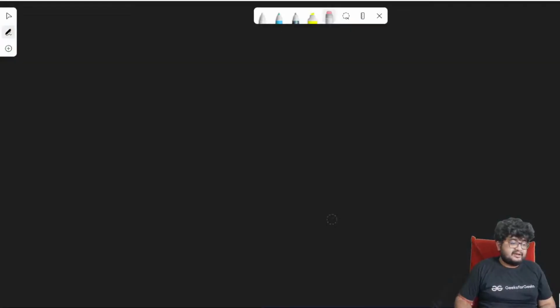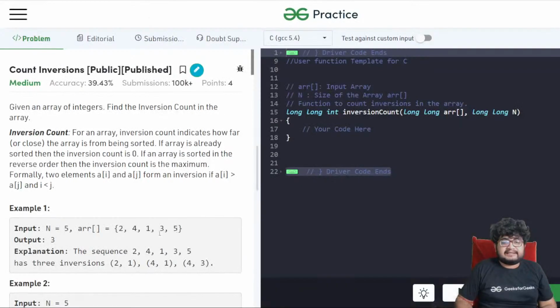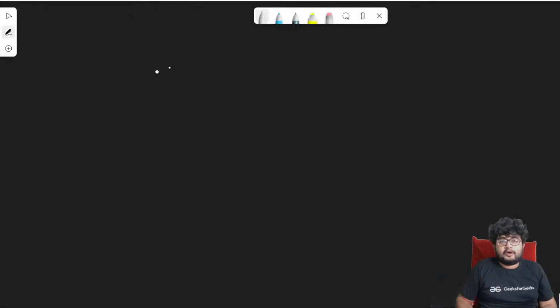That is the definition of inversion count, right? How many pairs of elements are there such that a greater element is coming before a smaller element? That's the inversion count. So for example, let's take this: 2, 4, 1, 3, 5.